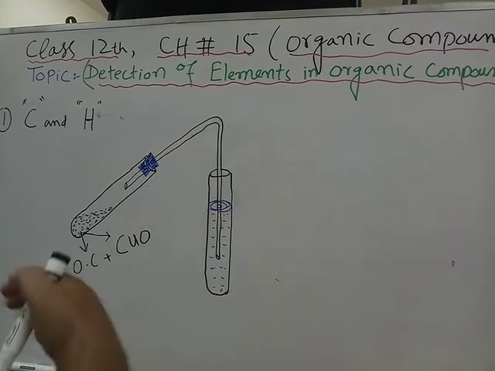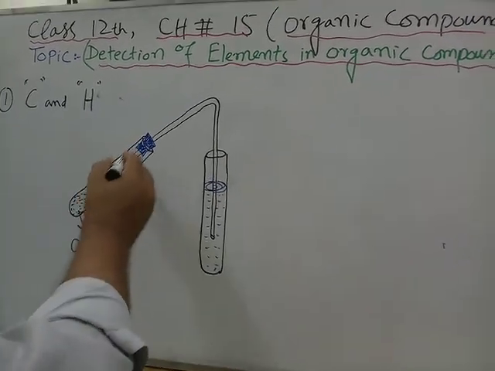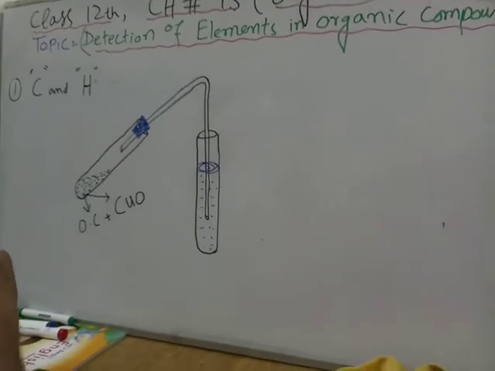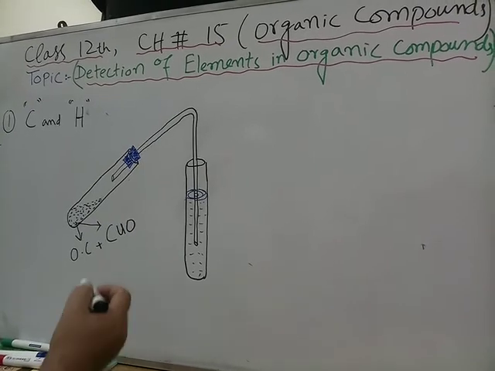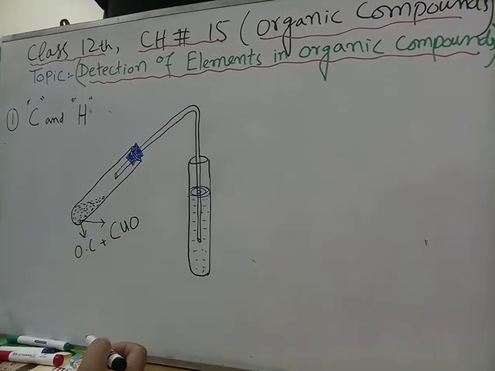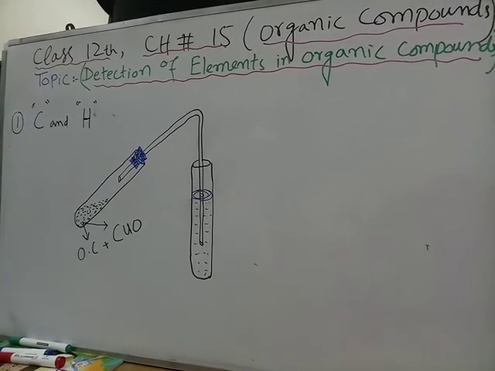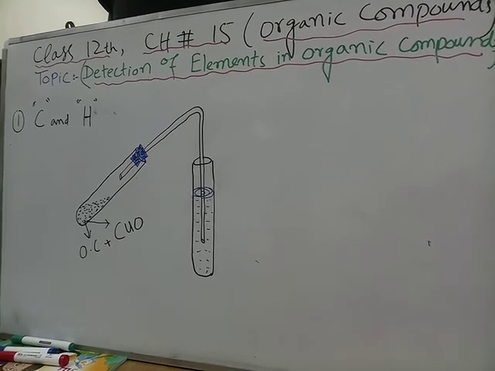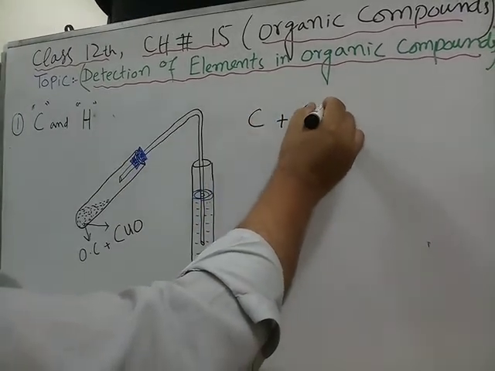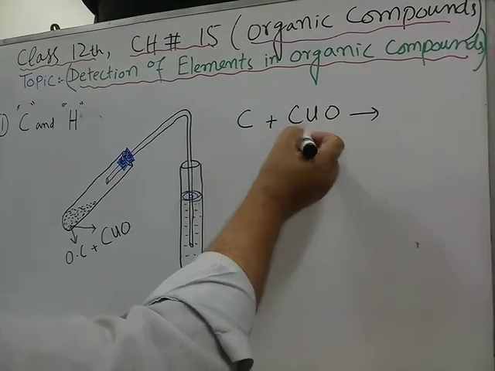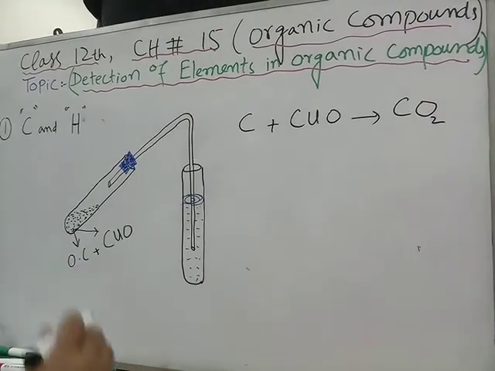Organic compound actually undergoes combustion, and for combustion oxygen is required. Here there is some oxygen, but it is not enough to completely convert all the carbon into carbon dioxide. So copper oxide is added here in order to ensure the complete combustion of the organic compound. What happens actually? You know that when carbon combines with copper oxide, it provides oxygen. So carbon is converted into carbon dioxide.